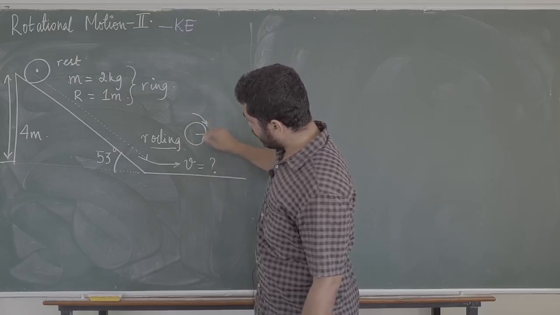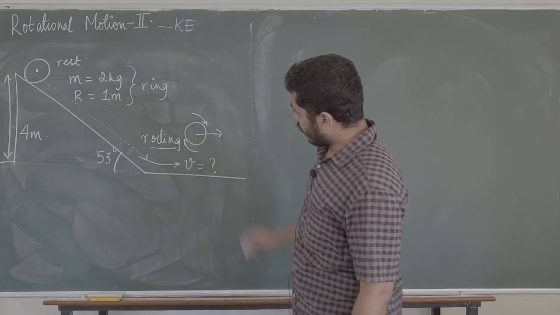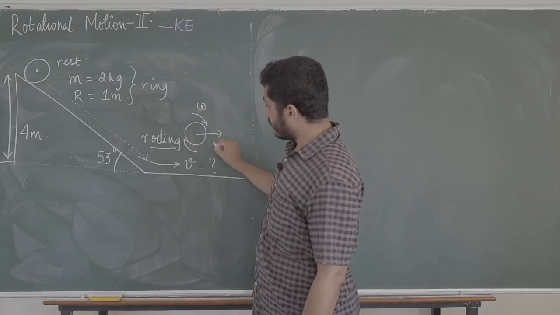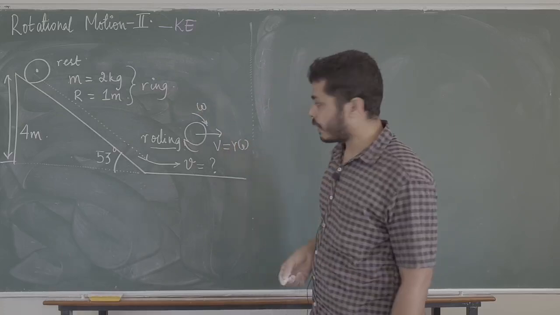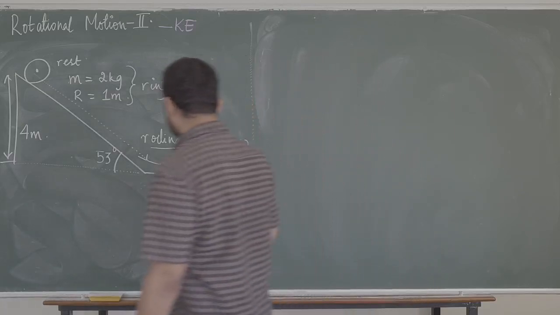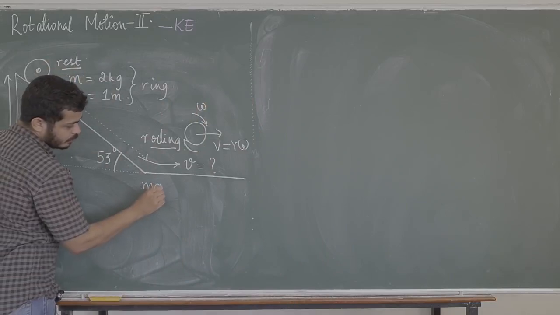In addition to that, the object is also rotating. We can say both of those things. So if the object is rotating, then we can say V is equal to R omega. So if V is equal to R omega, at this point the object is at rest. At this point the object is moving.